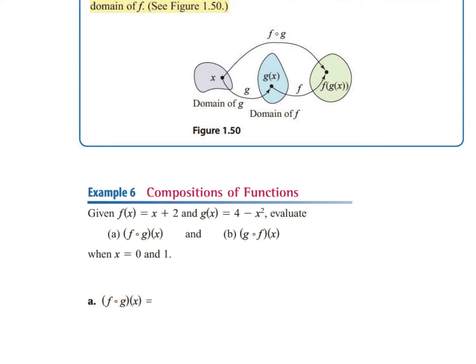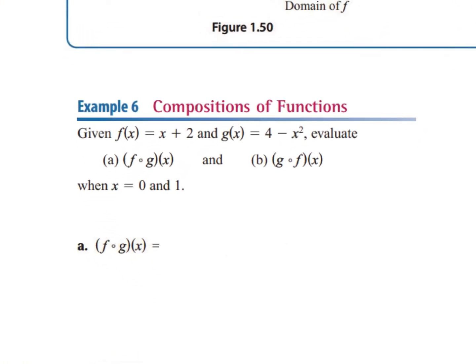So looking at example 6 down here, we have f of g of x. So g is on the inside. So we are going to take the entire function g and plug it into the x in f. So because g is on the inside here, it goes inside f. So I'm going to plug in that whole function into the x. So I have 4 minus x squared plus 2.